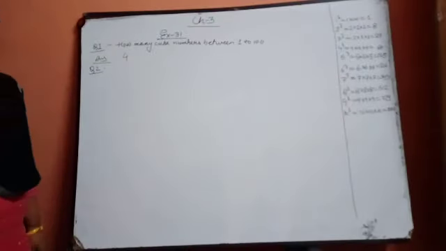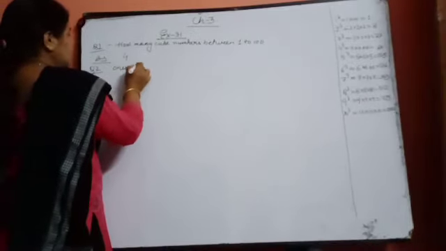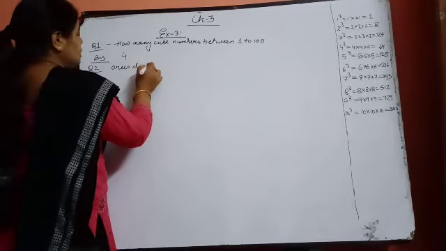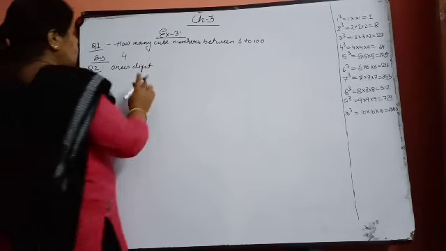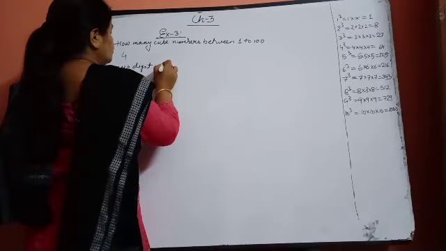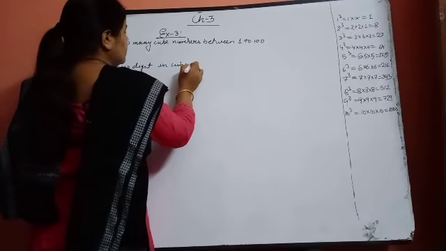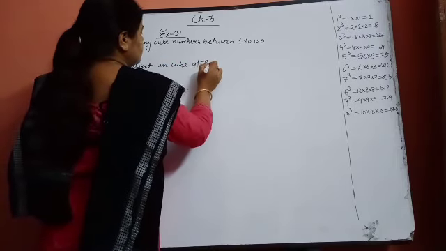Now move to question number 2. Find the ones digit of the cube of the following numbers. While I am writing in front, you write the question completely from your book. Ones digit in the cube of the following numbers.